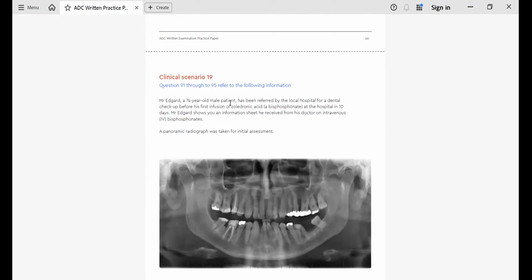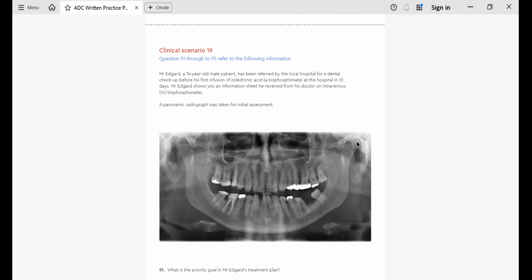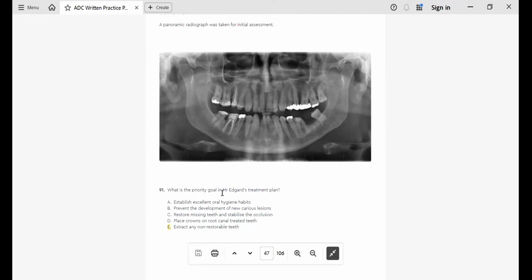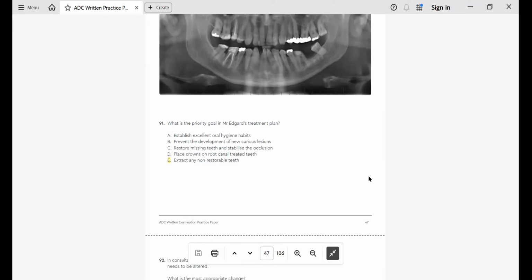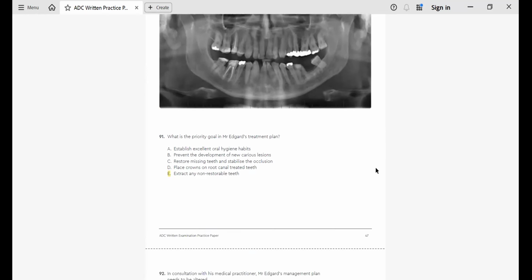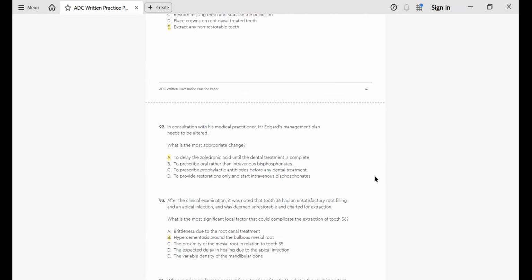Starting infusion of a bisphosphonate, zoledronic acid, in 10 days. For initial assessment, you took a panoramic radiograph. What is the priority goal in Mr. Edgar's treatment plan? Extract any non-restorable teeth. All right. Again, this is an interesting case. You will understand why so many times in the portal I have answered it this way, and why the answers that I've given are considered the standard.